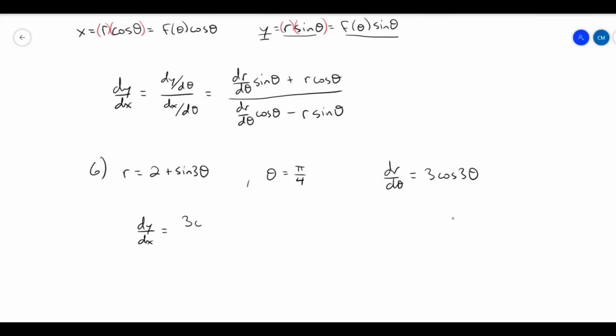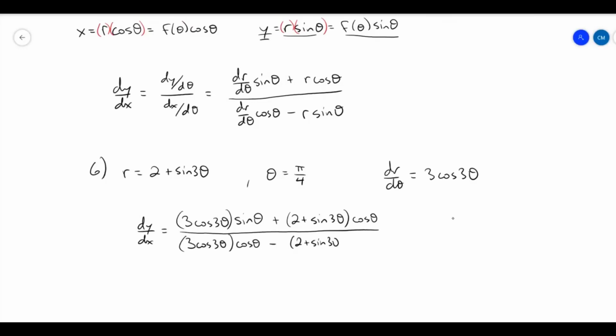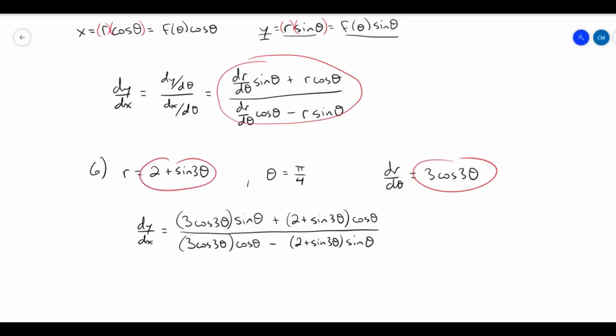And so putting all that stuff in, I'm going to have dr d theta, so that's 3 cosine 3 theta. Then I need a sine theta plus r, but r is actually this, 2 plus sine 3 theta, cosine theta. And then the denominator, very similar, 3 cosine 3 theta, cosine theta, minus r again, 2 plus sine 3 theta, and then we need a sine theta there. Okay, everybody see what I'm doing? I'm just plugging it into this formula.